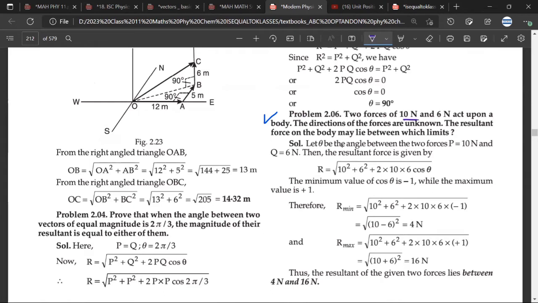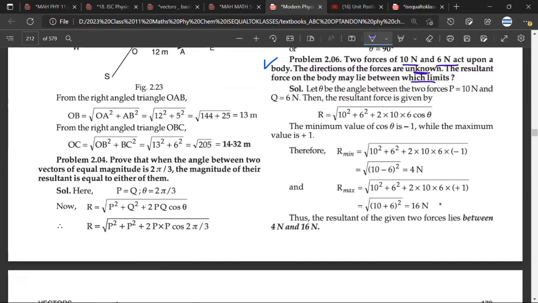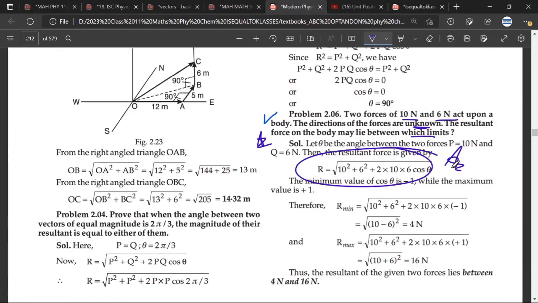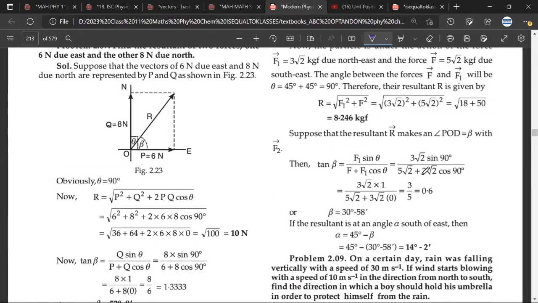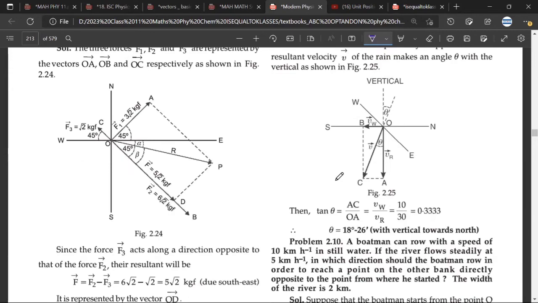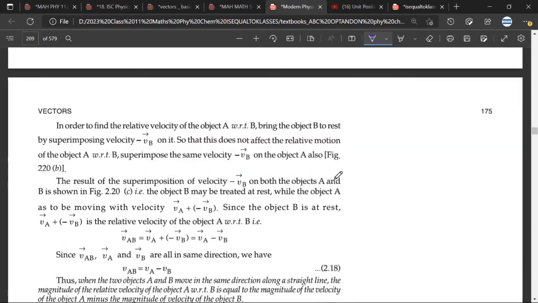Two forces, 10 Newton and 6 Newton, act upon a body. If the directions are unknown, the resultant force on the body may lie between which limits? This is a bit complex question, but the point is the formula that is being used is the same formula that we have discussed right now. Are we clear? The best thing about this formula is it can be used for the cases where the angle between the two is 90 degrees. So the same formula can be used when the angle between the two is 90 degrees. Are we clear till here? Yes, sir.